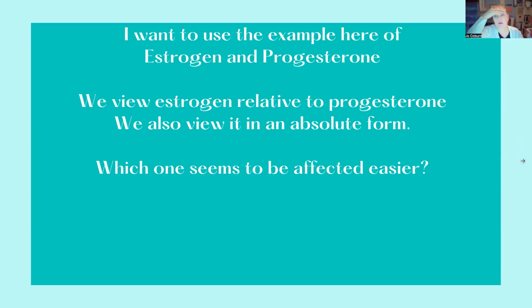So think about estrogen and progesterone. We talk about estrogen and progesterone all the time. When we view estrogen relative to progesterone, we can also view it in an absolute form. What do we call it when we have more estrogen relative to progesterone? Estrogen dominance. Does that necessarily mean estrogen is way high? No, it doesn't necessarily mean that. It just means relative to progesterone.